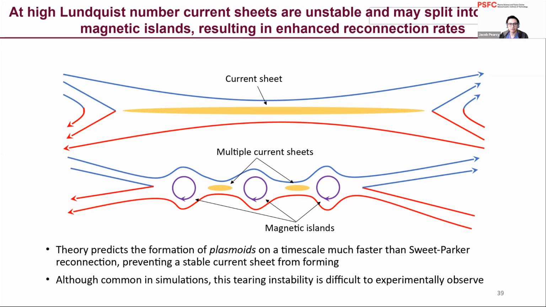The prediction of the theory is that these plasmoids form on a timescale which is much faster than Sweet-Parker reconnection. Basically, the stable current sheet never forms, and the important thing is that this really enhances the reconnection rate, which might allow us to explain the faster reconnection that we observe in astrophysical contexts. Although these plasmoids and the tearing instability are common in simulations, they've proven difficult to experimentally observe historically.